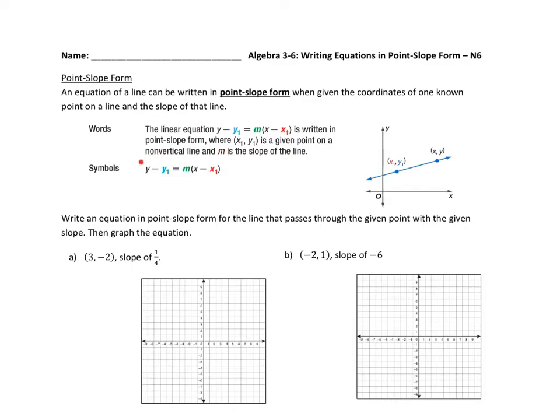So again, here is point-slope form. We basically need to plug in a point, x1, y1, and the slope, and then we have point-slope form. Write an equation in point-slope form for the line that passes through the given point with the given slope. Then graph the equation.